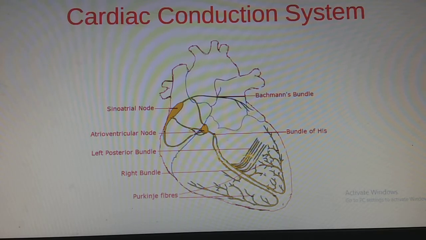Today, continuing with our biology section, we are going to discuss the heart. In the further sections, we will be discussing the related systems.